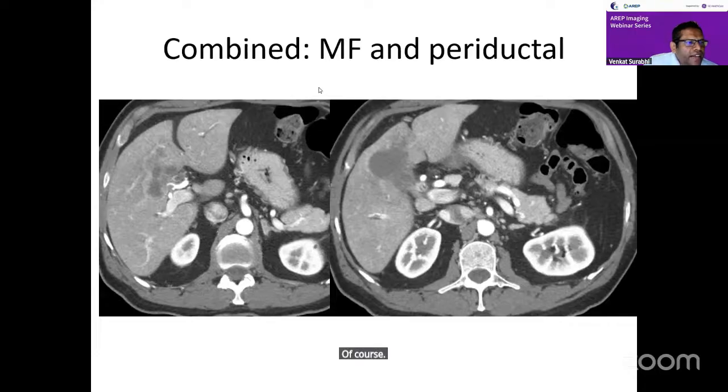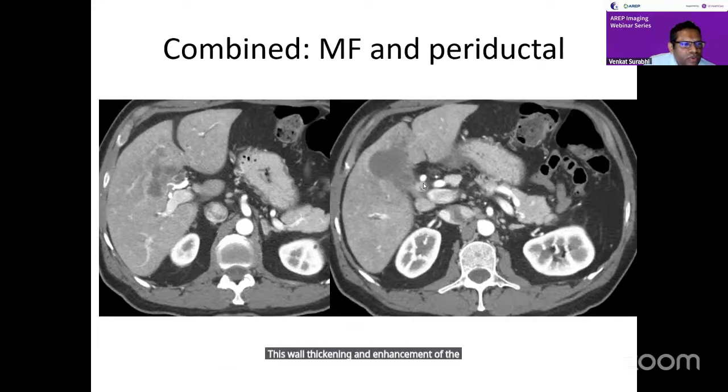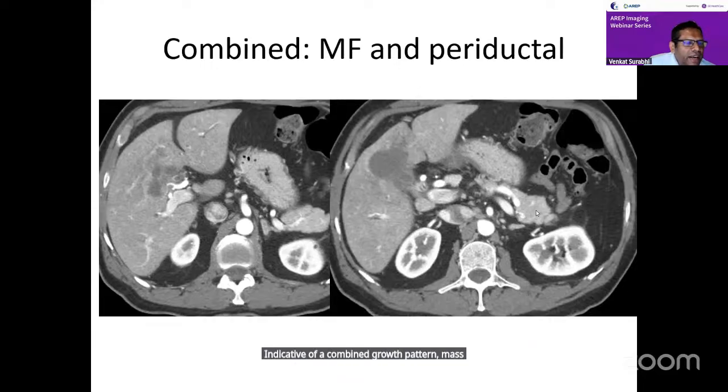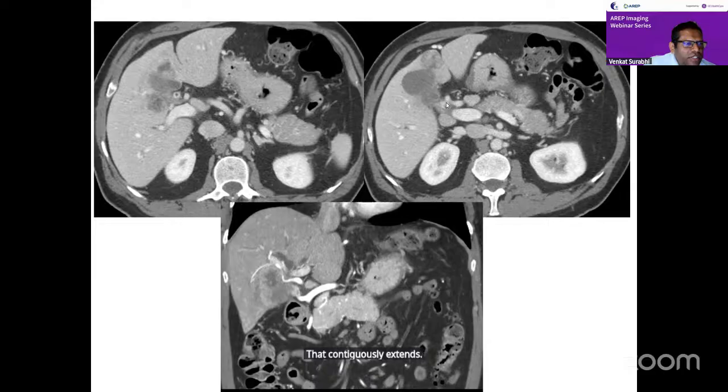Of course, there can be a combined type. So here is an example. There is a mass here on the arterial phase. This is a venous phase that is contiguously extending to the hepatic hilum. We can see wall thickening and enhancement of the cystic duct as well as the common hepatic duct, indicative of a combined growth pattern, mass forming as well as periductal type of growth pattern. Same patient here, just to show on the coronal images, this is the mass that contiguously extends and causes this thickening and enhancement of the common hepatic duct, cystic duct wall, indicative of both mass forming as well as periductal type of growth pattern.